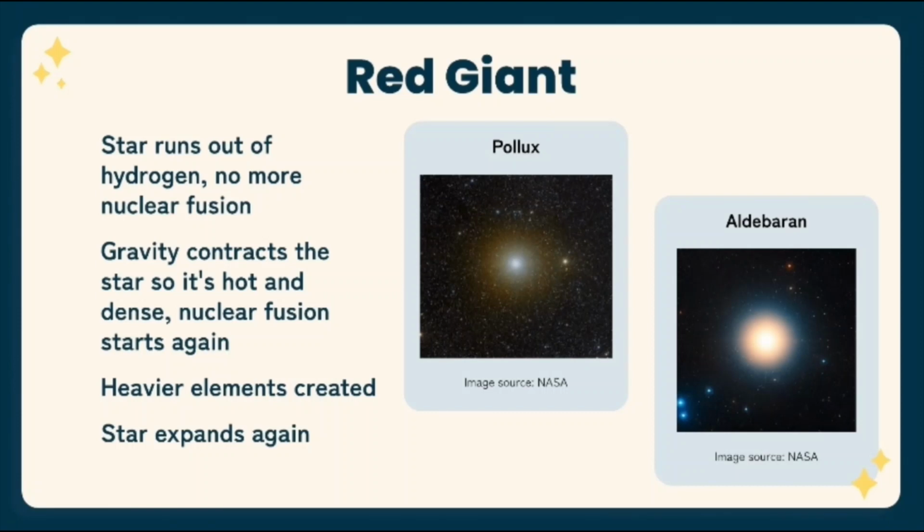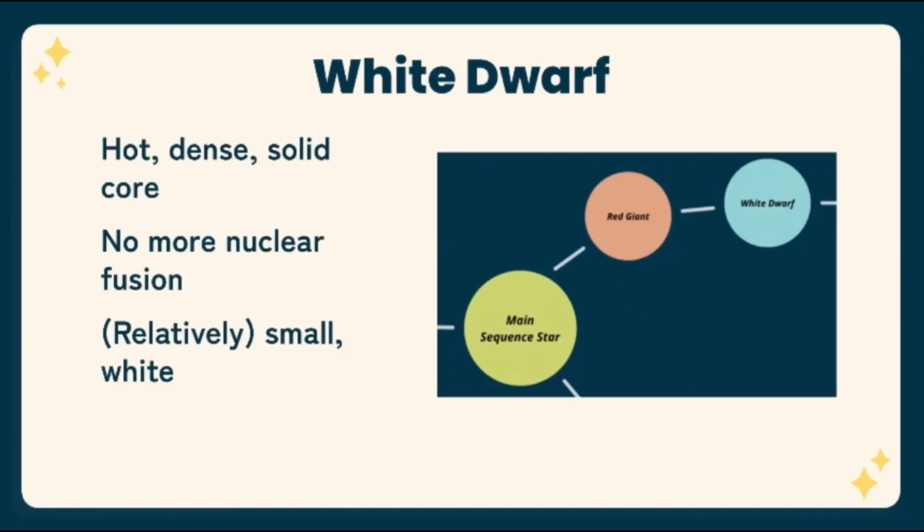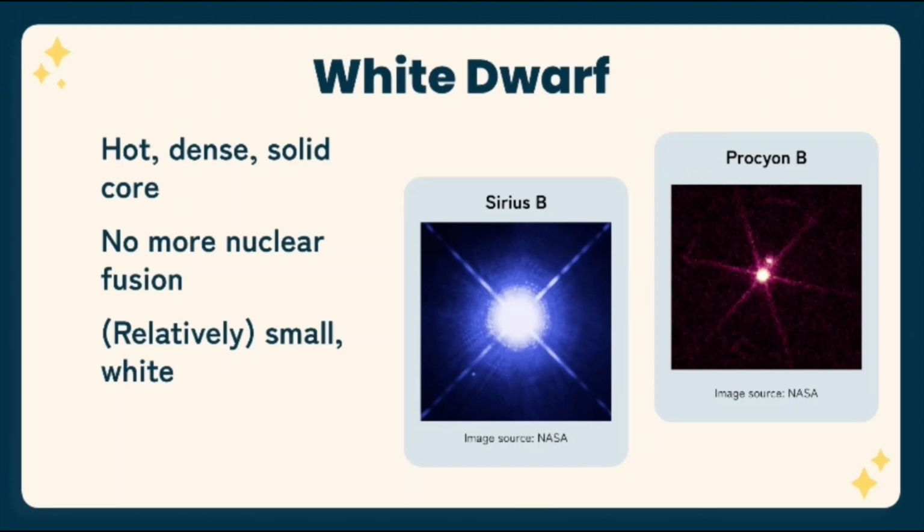So when the red giant becomes unstable, it will expel its outer layers of dust and gas, which then leaves behind a hot, dense, solid core that doesn't do any nuclear fusion anymore. So this means that over time, it will gradually cool down, very slowly though, and the amount of energy it emits will also decrease. And this is a white dwarf. White dwarfs give off lots of light, they appear white, hence the name, and they are relatively small. Examples include Sirius B and Procyon B.